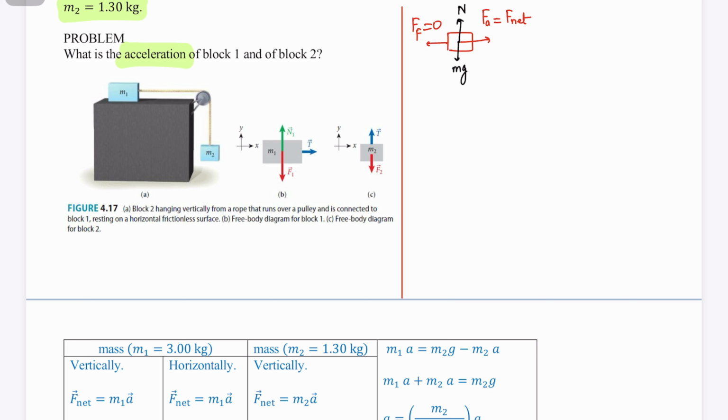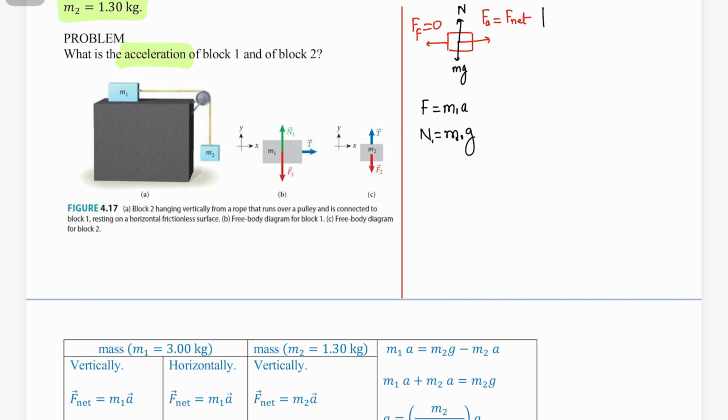So for the first case, can I say F is equal to m1a? This is for the x-axis, and for the y-axis, can I say N is equal to m1 times g? Is it fine? Okay, I'll write it again in a proper way. M1G. Clear? Okay.